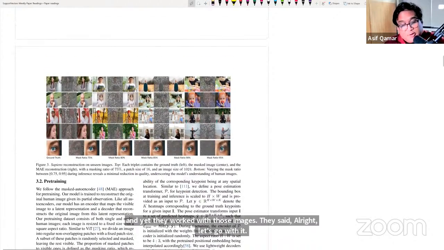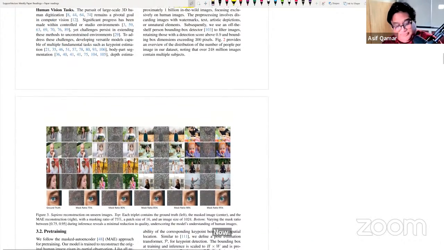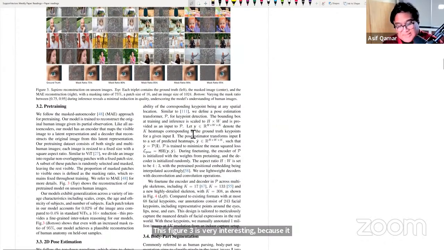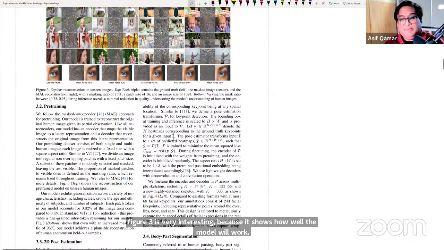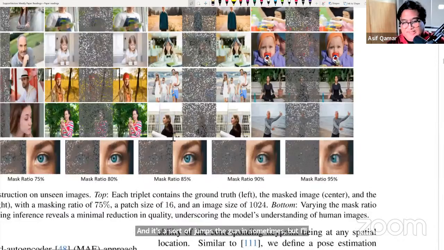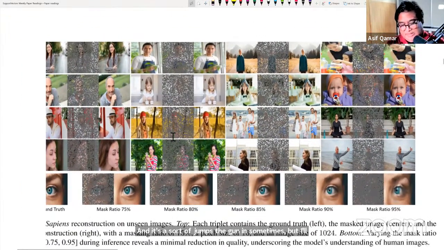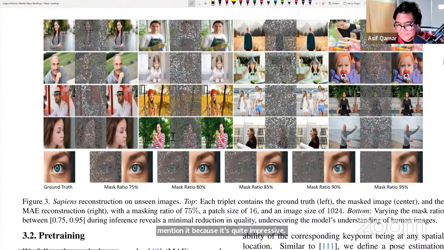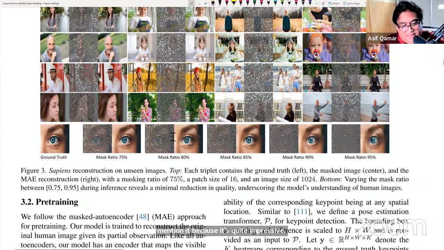Now, this figure 3 is very interesting because it shows how well the model will work. And it sort of jumps the gun in some sense, but I'll mention it because it's quite impressive. Let's read the caption here. Figure 3, Sapiens reconstruction on unseen images. And this will speak to the masked autoencoder. What a masked autoencoder is, you give it a picture, but you go and mask a lot of the pixels, a lot of the regions.